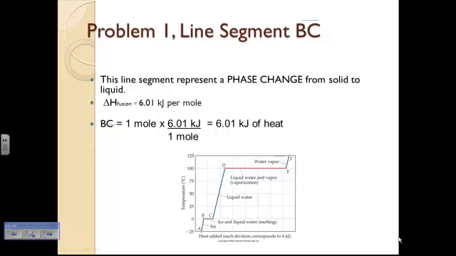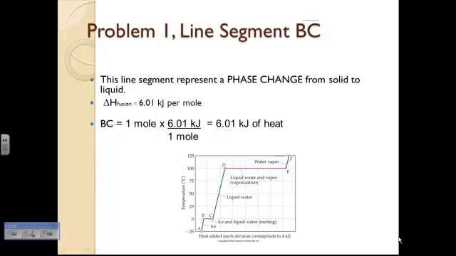We were given 1 mole of ice. 1 mole times 6.01 kJs over 1 mole cancels the mole, and we've simply converted to kJs of heat. So line segment BC, as you write this portion of the problem down, you will need to write exactly as I have on the screen. BC equals 1 mole, and that represents 1 mole of ice, times 6.01 kJs set over 1 mole. That will equal 6.01 kJs of heat, an endothermic value. Heat being added is a positive value.